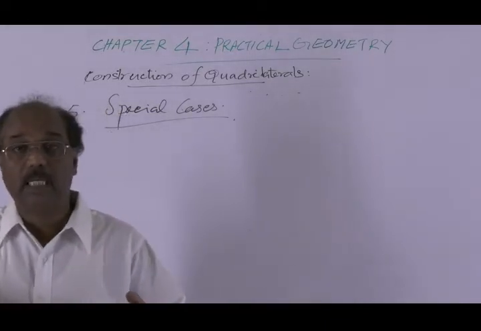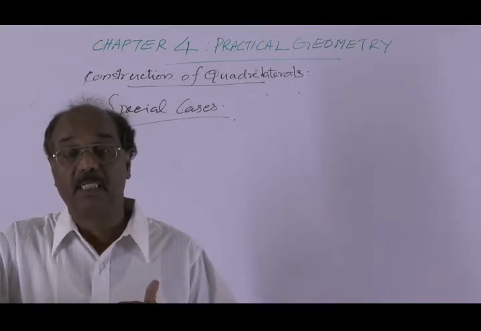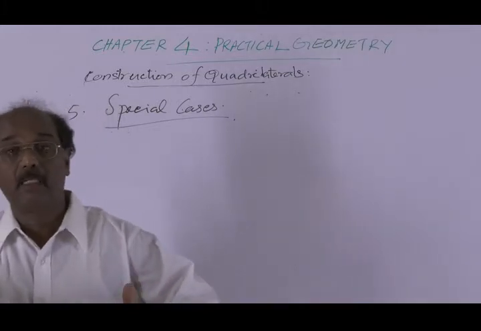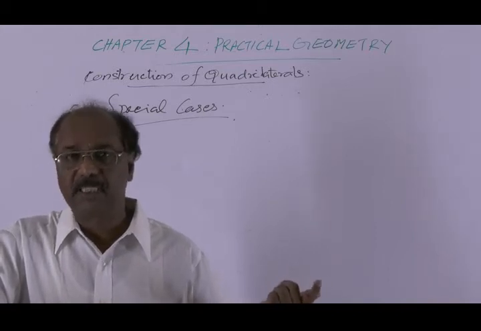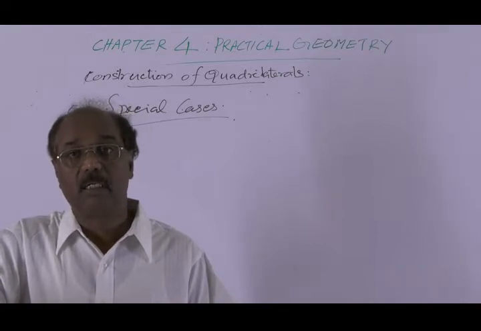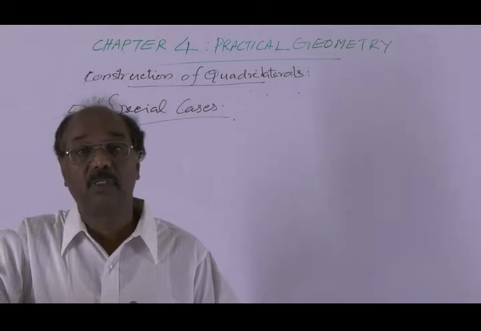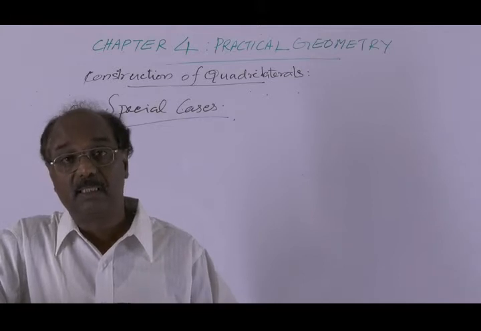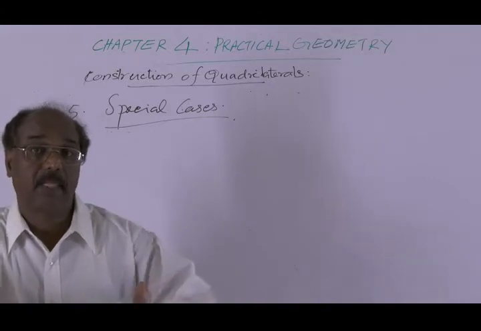Now the last type of construction: constructing special quadrilaterals. Particularly the square, the rhombus, the parallelogram, the rectangle are all special types of quadrilaterals. So we can construct these with the minimum sufficient number of pieces of information.